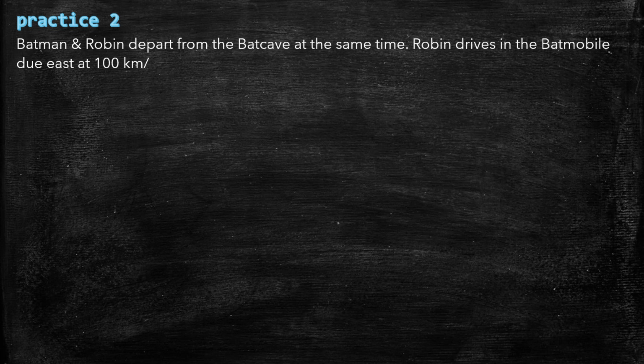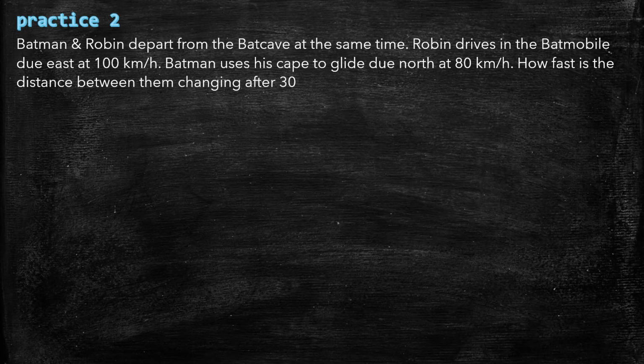So our next practice problem is also a classic related rates problem. I've made it a little more interesting by using Batman and Robin, but often it'll start like two cars are traveling, or two trains are traveling, or two airplanes. So anyway, the same kind of idea in each case.